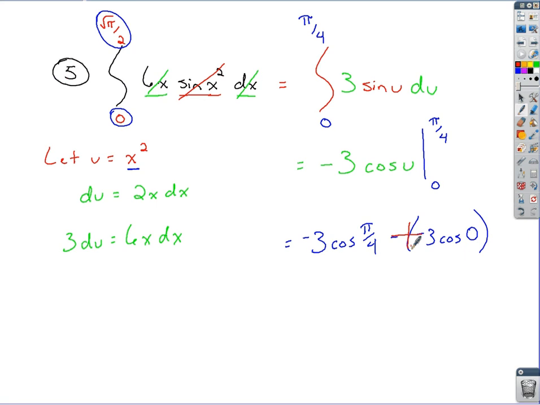Just for old time's sake and for fun, let's use the unit circle again. Got negative 3 times the cosine of pi over 4, so the x value of pi over 4 again is root 2 over 2. So it's negative 3 root 2 over 2 plus 3 times the cosine of 0. The x value at 0 in the unit circle is 1. So it's just going to be adding on a 3 here. I'd say as an answer goes, that's sufficient. If you want to calculate out the decimal, though, that'd be fine too.